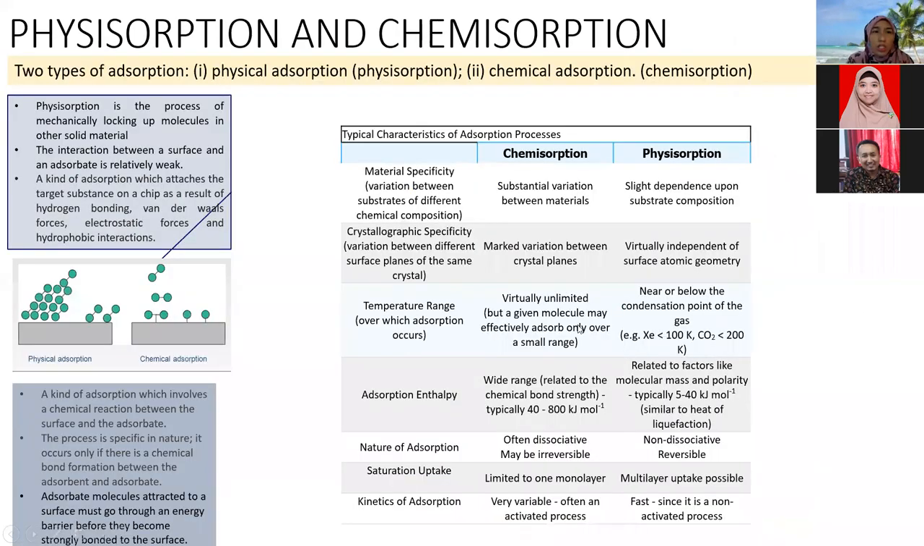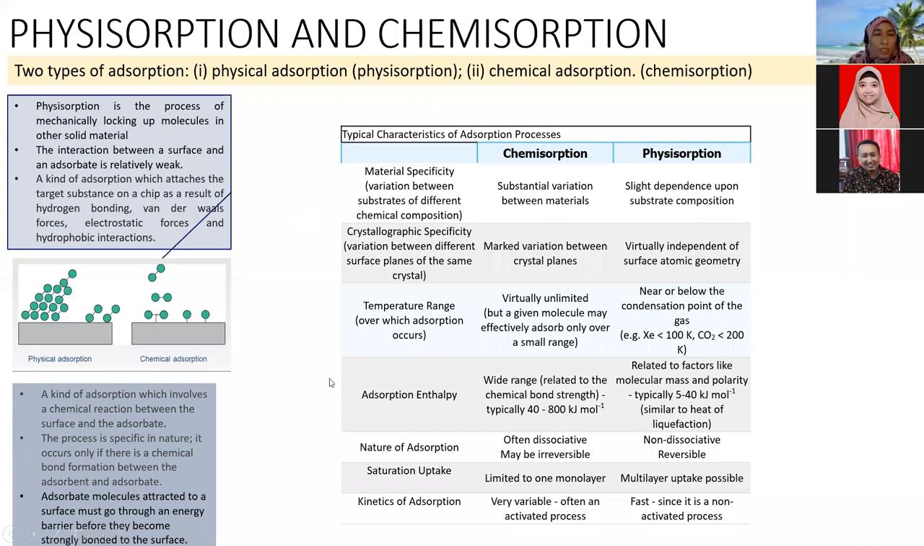What we call physical adsorption, and the other one we call chemical adsorption. Physical adsorption we call physisorption, and chemical adsorption we call chemisorption. Bear in mind, my students always make this mistake. They just write absorption. AB is different from AD. Adsorption only happens on the surface, but absorption happens in the bulk.